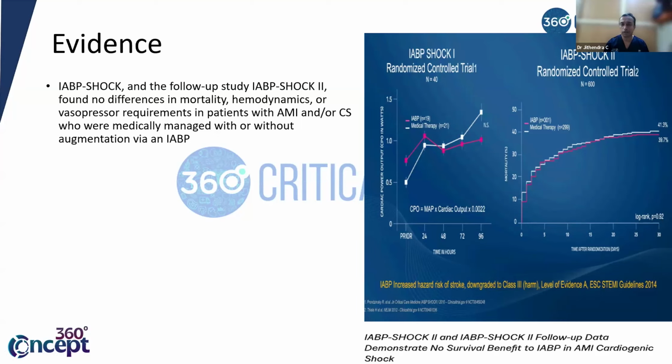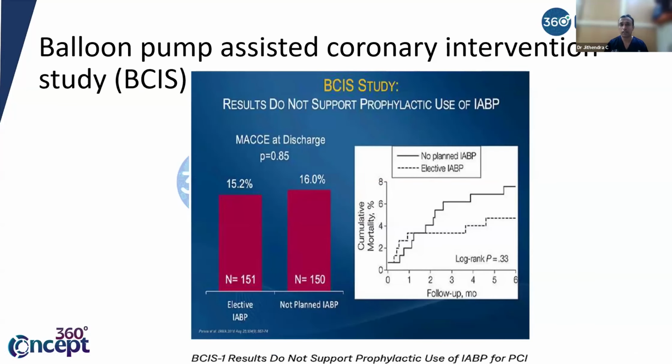So some adverse events are more when you're using IABP. That is what it is. Another study, the balloon pump assisted coronary intervention study, called BCIS. So this is the study. They looked at any high risk patient going for primary coronary intervention, and they wanted to put in IABP and see what the effect would be.